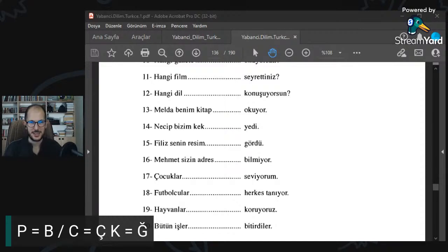Let's see if we can correctly do them, following the vowel harmony rule and following the consonant assimilation rule. So I'm going to close this.